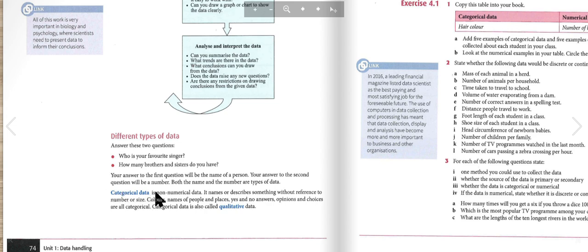Categorical data is non-numerical data. Names describe something without reference to number or size. Colors, names of people and places, yes or no answers, opinions, and choices are all categorical. Categorical data is also called qualitative data.